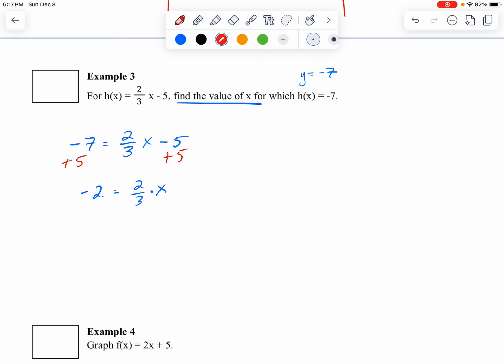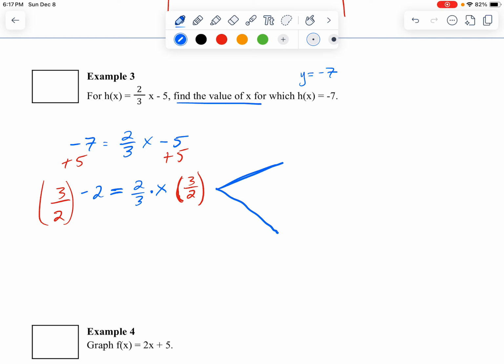When I'm trying to get rid of that fraction that's being multiplied by x, I can just multiply by the reciprocal, the flipped fraction. And if I do it to one side of my equation, I need to do that to the other side as well. So let's refresh on why this works and what happens when we do this. Okay, so here I'm going to expand on this step.